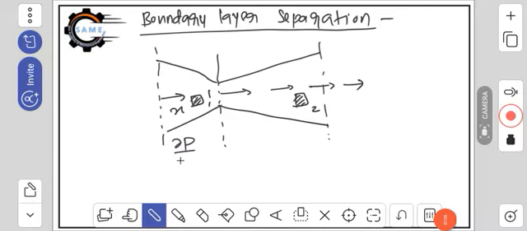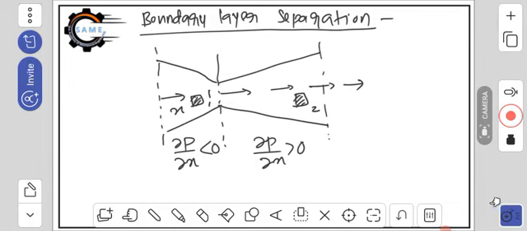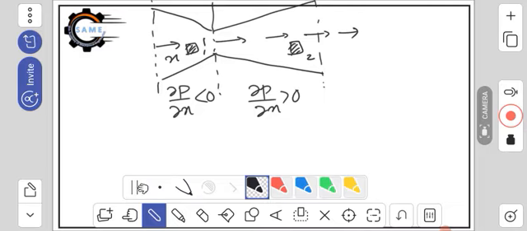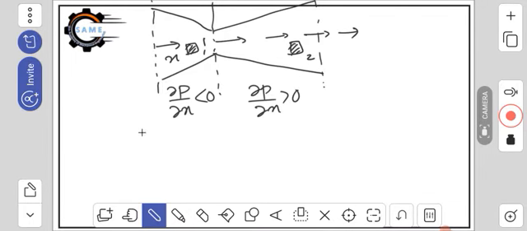In the convergent region, the value of ∂p/∂x is less than 0, and in this divergent region, ∂p/∂x is greater than 0. Do you agree with this? This is called the negative pressure gradient, and this is the positive pressure gradient in this region.